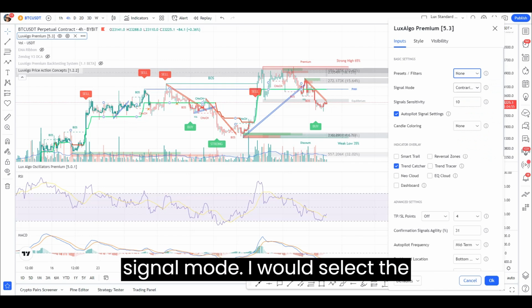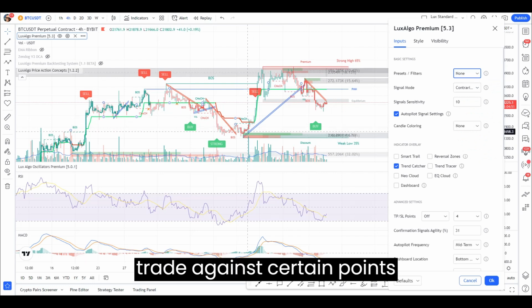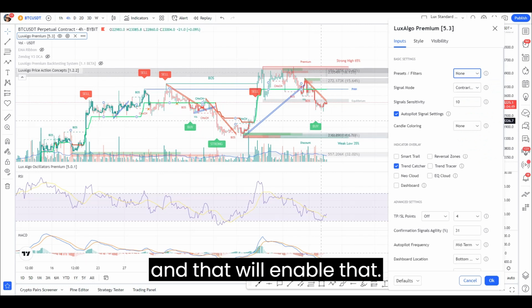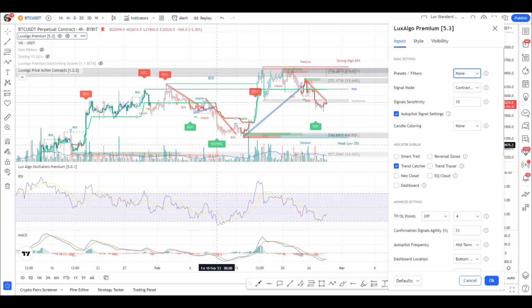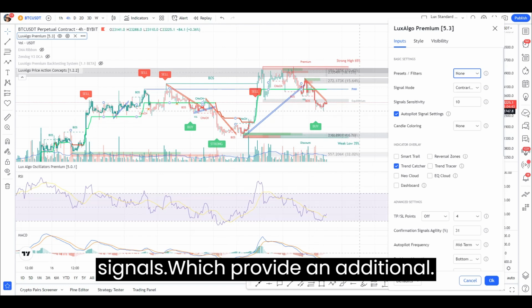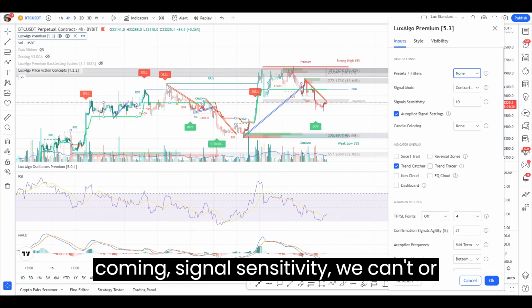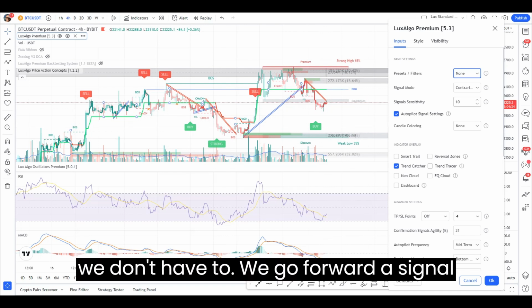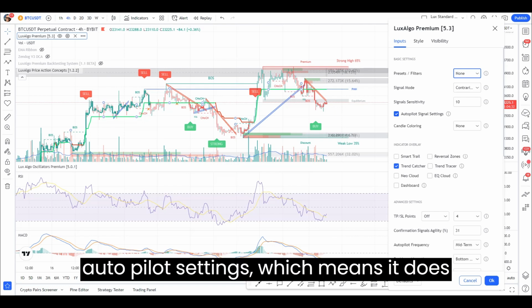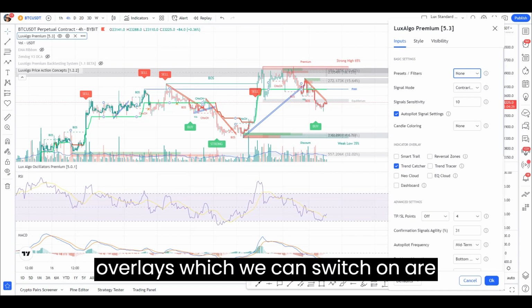Signal mode, I would select the contrarian, because what we want to do is trade against certain points, and that will enable Lux Algo to give you these indicator signals, which provide additional certification that a trend is coming. Signal sensitivity, we don't have to set. We go for the signal autopilot settings, which means it does it for us. There are different overlays which we can switch on.